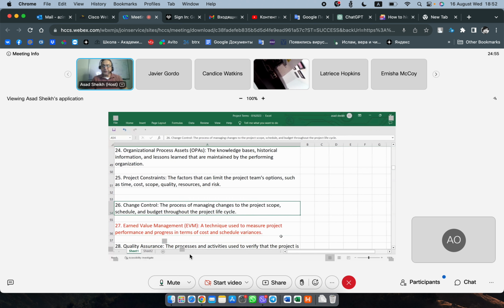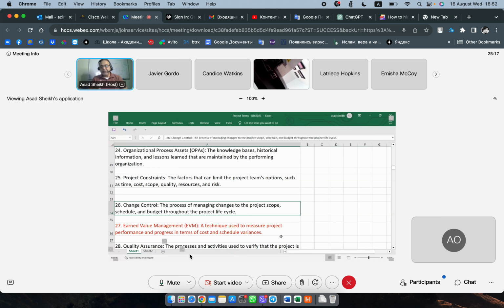All right. Change control. We talked about change control. Every time there's a change, especially in the execution phase, change control comes into play in the execution phase for a predictive type project. So the process of managing changes to the project scope, schedule, and budget throughout the project life cycle. So changes can happen.